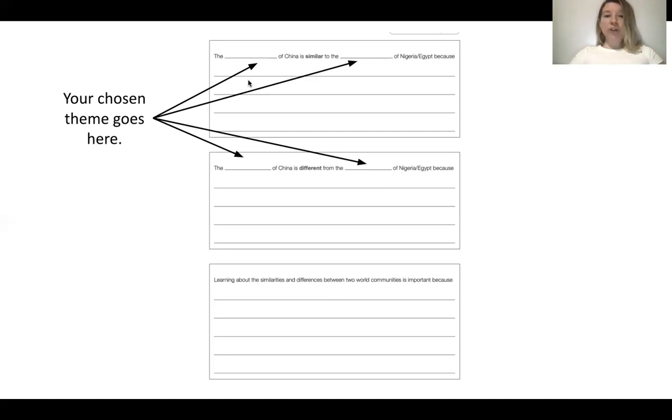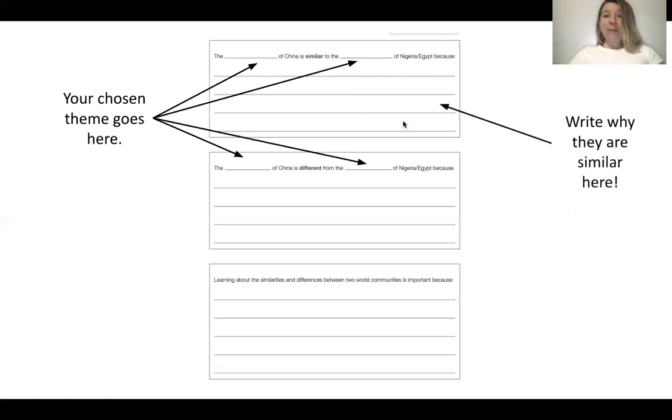So if you chose culture, you will write the culture of China is similar to the culture of Nigeria or Egypt because, the culture of China is different from the culture of Nigeria or Egypt because. So in these boxes right here, you are just putting whatever theme you chose. Government, history, economics, whichever one you chose. Then over here, you should circle either Nigeria or Egypt.